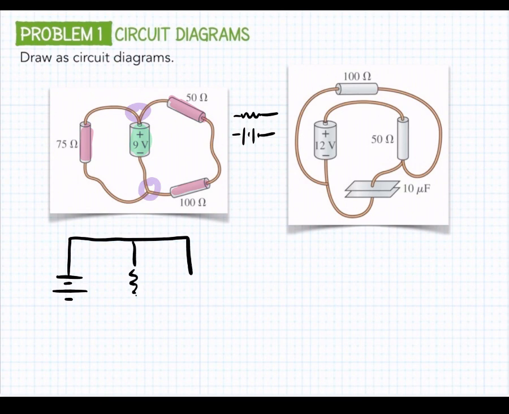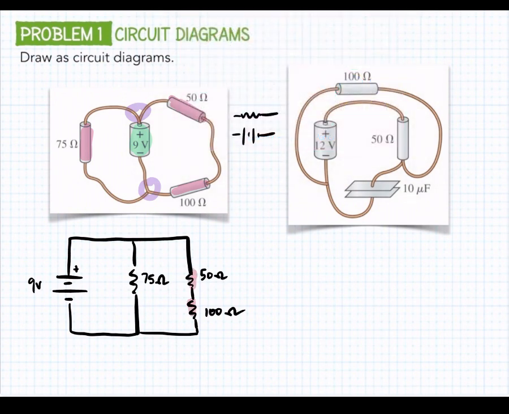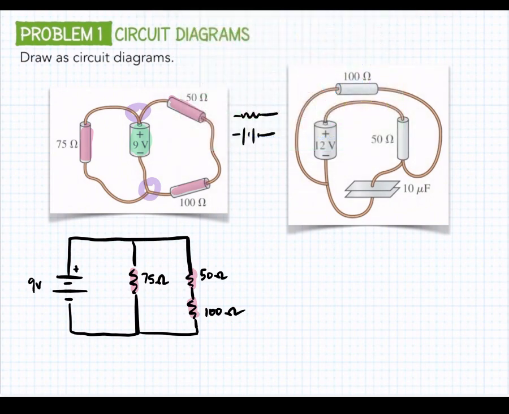And then we have one resistor by itself and two resistors in series. And then we can label everything at the end. So here's our 9-volt battery. We know the positive side's here. We have a 75 ohm resistor, a 50 ohm resistor, and a 100 ohm resistor. Just like before, the main things we have to check: we have two resistors in series, one that's in parallel with the ones in series, and we have our 9-volt battery.